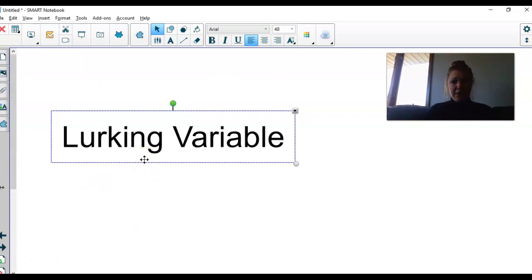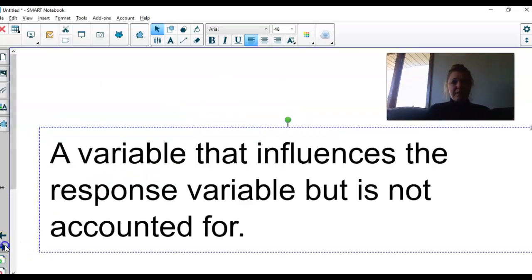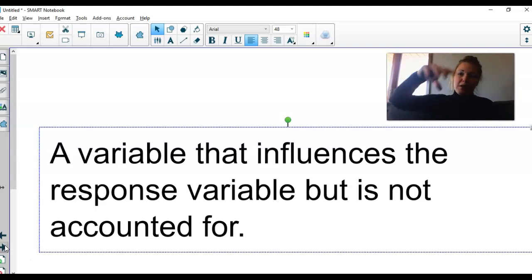What is a lurking variable? A variable that influences the response variable, but is not accounted for. If you're going through this and you're like, what the heck is a response variable? The response variable is that result that you're looking for. That explanatory variable is what influences the response. That's what you have some control over. You get to decide what that explanatory variable or that treatment is, and then you measure the result, and that explanatory variable influences that result.